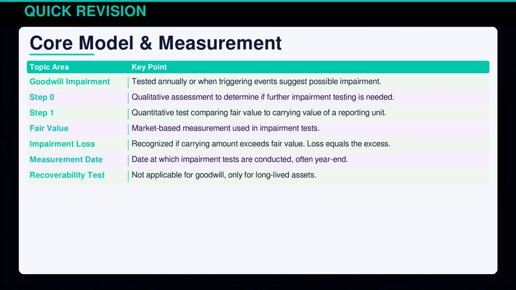ASC 350's goodwill impairment model involves annual and event-driven testing. A qualitative Step 0 assesses the need for further testing. Step 1 compares fair value to carrying value. An impairment loss arises if carrying exceeds fair value. This loss is the excess amount. Fair value is vital here, offering a market-based measure. Testing occurs typically at year-end, crucial for maintaining accurate financial records.